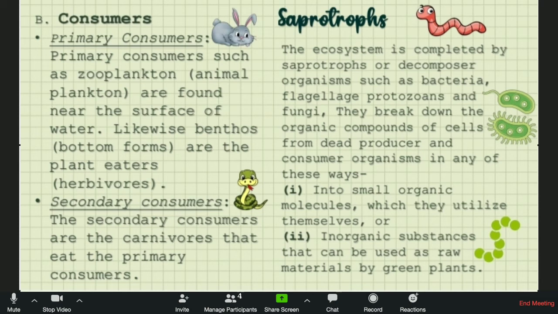Saprotrophs. The ecosystem is completed by saprotrophs or decomposer organisms such as bacteria, flagellate protozoans, and fungi. They break down the organic compounds of cells from dead producer and consumer organisms in any of these ways. First, into small organic molecules which they utilize themselves, or inorganic substances that can be used as raw materials by green plants.